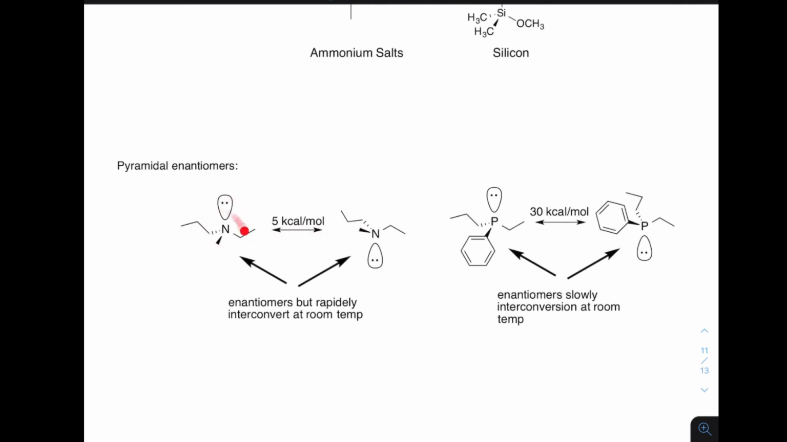And so even though these are enantiomers, they convert so fast that there's pretty much no point in considering the chiral nature. Phosphorus is a little bit slower because it's so big, and bulkier groups make this interconversion happen a bit slower. We can see that through the kcal per mole difference here. It still interconverts. And so it's pointless, quote unquote, to talk about these tetrahedral nitrogen and phosphorus atoms as chiral centers, because they interconvert.